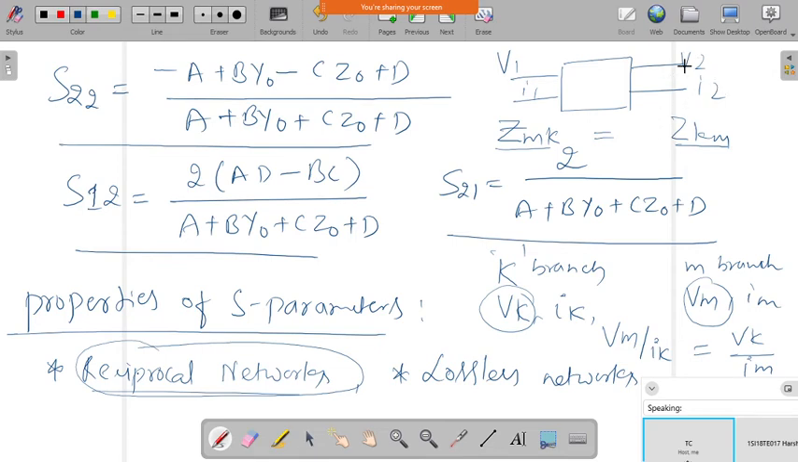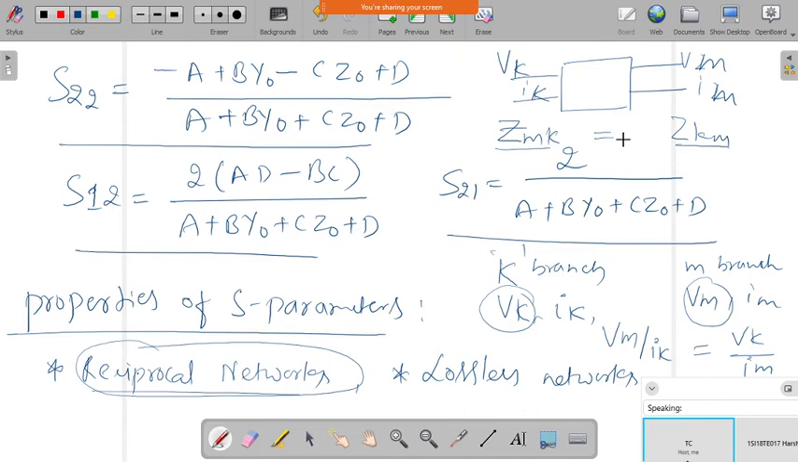So in terms of ports, if this is Vk and this is Vm, with Ik and Im, and if I replace the voltages, then the impedance seen at these two ports will be the same. Okay, so this theorem applies to passive networks, and at high frequency also.